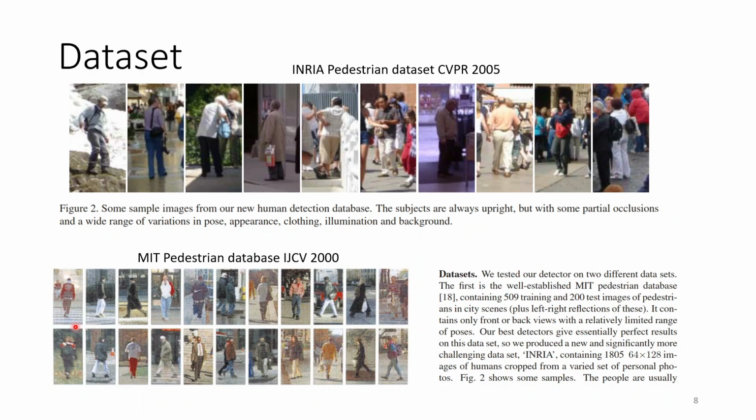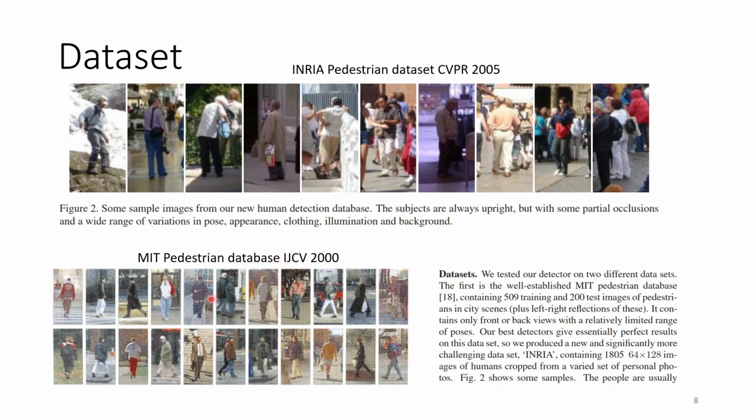So they create a new dataset. Some of the examples are this one. They name the dataset the INRIA pedestrian dataset, okay, along with their paper published in 2005. Before this dataset, there was an existing pedestrian dataset, the MIT pedestrian dataset. It was published in IJCV, a journal paper, which means International Journal of Computer Vision, 5 years ago. Okay. So what's the difference between the two datasets?